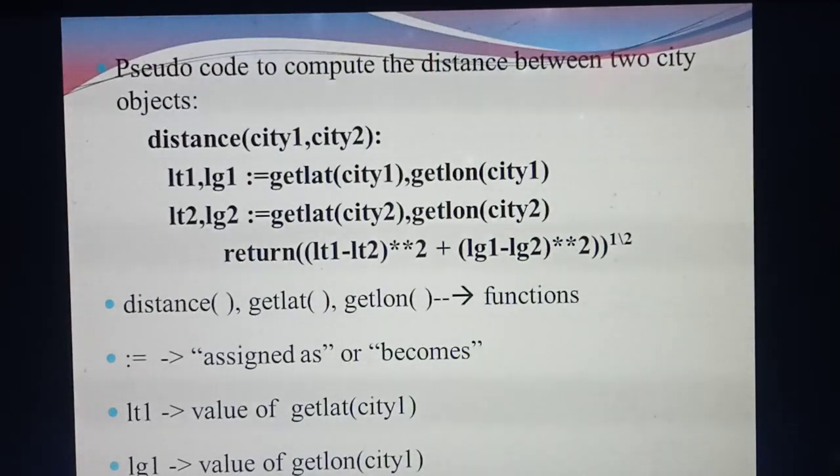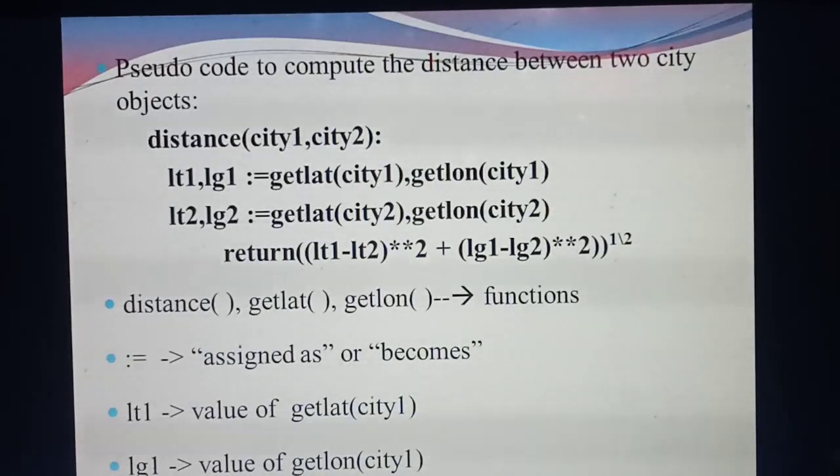Understood? First 3 lines, listen. First you are going to calculate the distance between two city objects. For that you need to write the function distance of. Inside, what are the two objects? City 1, city 2. You are going to create the objects: latitude 1 and longitude 1, as well as latitude 2 and longitude 2. First you need to get the latitude of city 1 and longitude of city 1. Second line, latitude of city 2 and longitude of city 2.